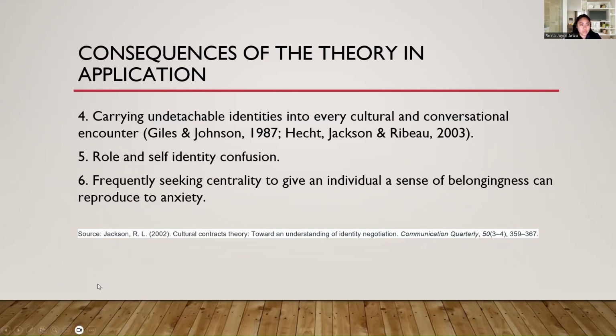And the last one would be frequently seeking centrality to give an individual a sense of belongingness, which can produce anxiety. This is especially important among minorities, who are marginalized and treated as not normal because of their differences. Their attachment to the culture, for example, is a matter of their survival. So it's okay to try to fit in and it's also healthy, but doing it frequently may lead to anxiety and reinforcement of social positioning.